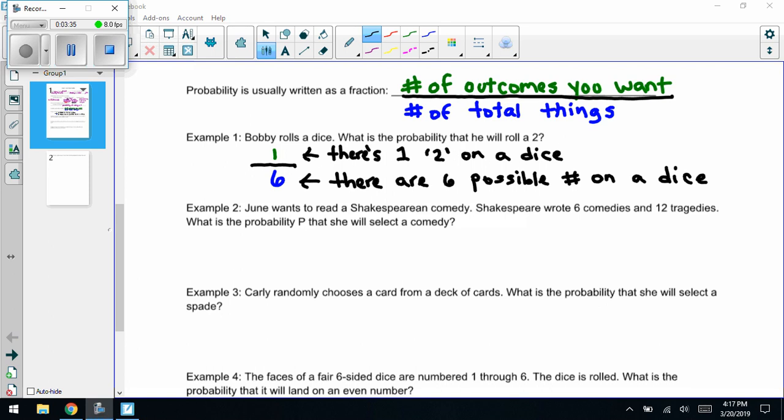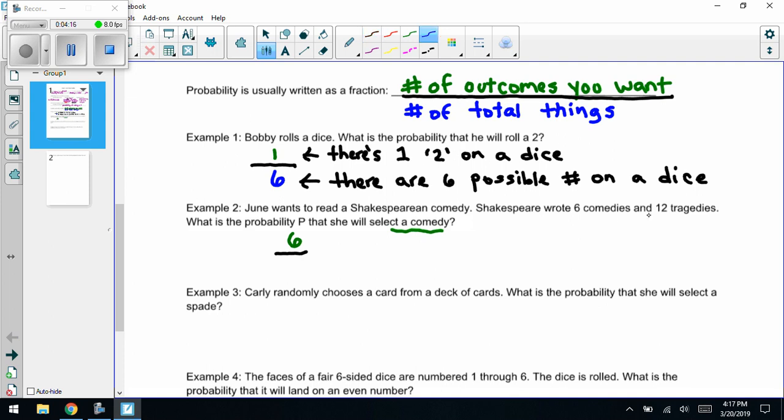Example number 2, June wants to read a Shakespearean comedy. Shakespeare wrote 6 comedies and 12 tragedies. What is the probability, P, that she will select a comedy? So again, we have to think about the number of outcomes we want. Since there are 6 comedies, that is the number that's going to go on the top. And I'm going to underline the question where it says, what is the probability that she will select a comedy? So this, again, is what we want to find. That's why I'm putting the 6 on the top.